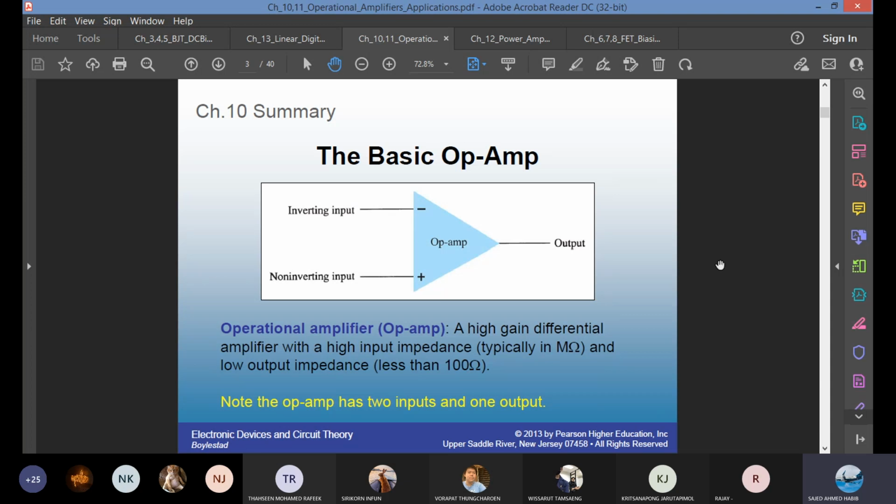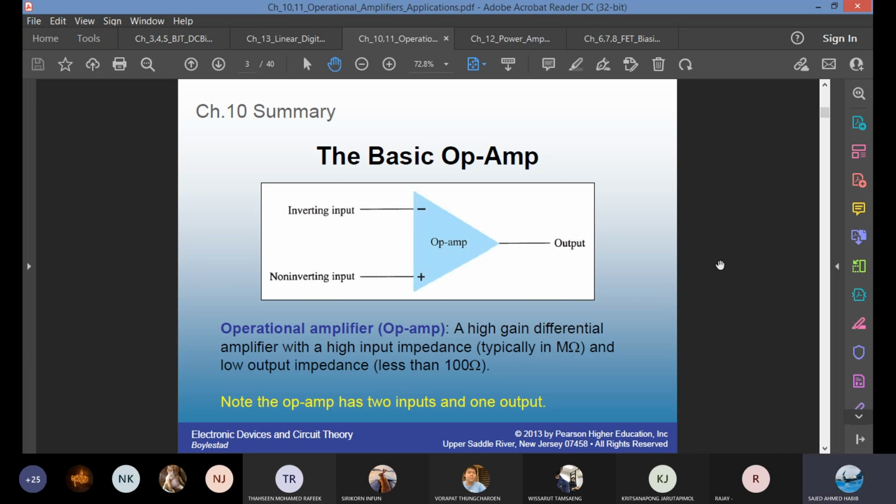You can connect single-ended, so you put input on one of the pins, and the other one will be grounded. You can have a double-ended or differential input. You can put a voltage in the plus pin and minus pin also. The polarity will be different on the input side. So whatever output you have is the gain multiplied by the differential: AD times VD. VD is V plus minus V minus.